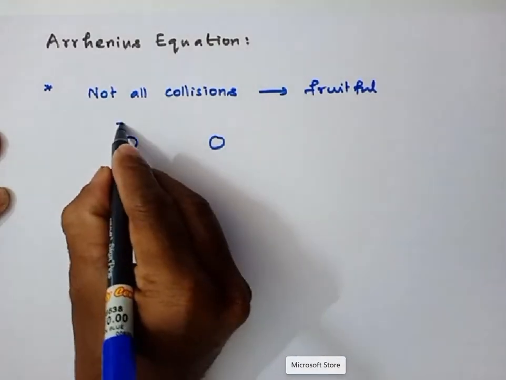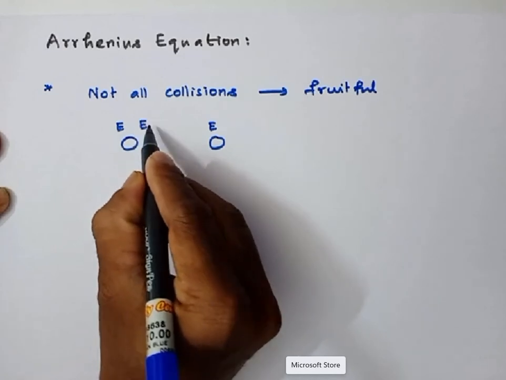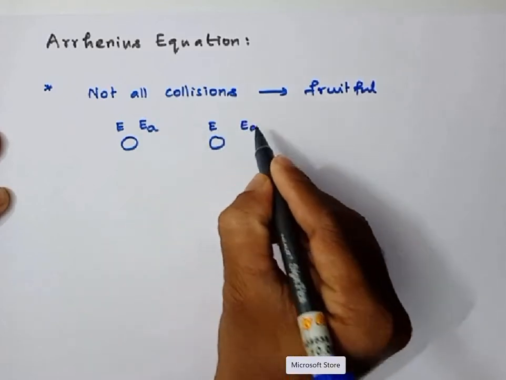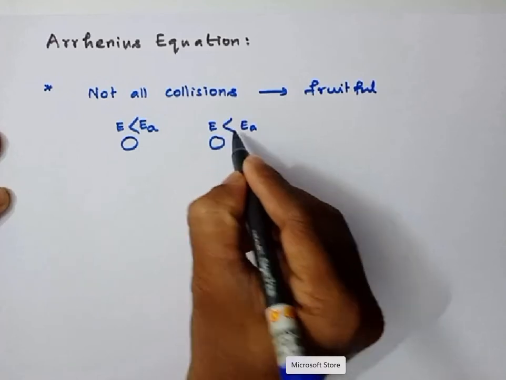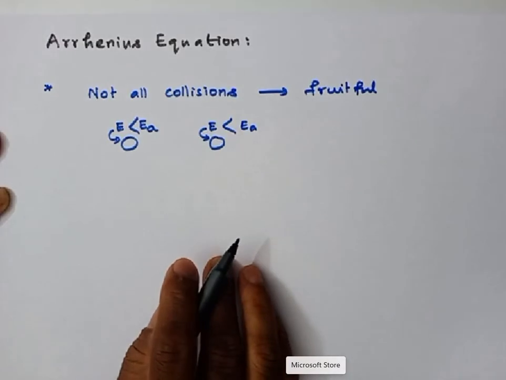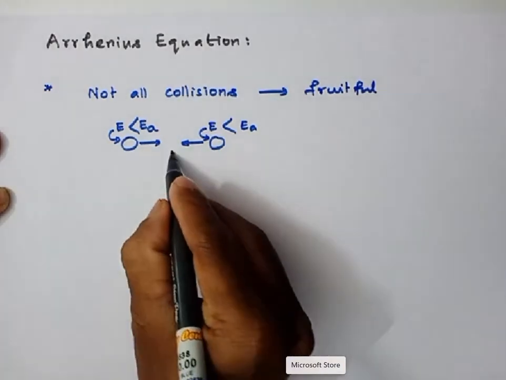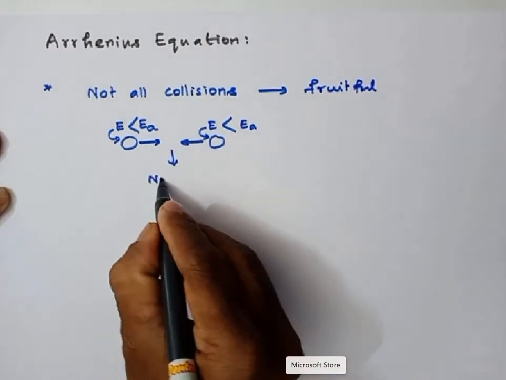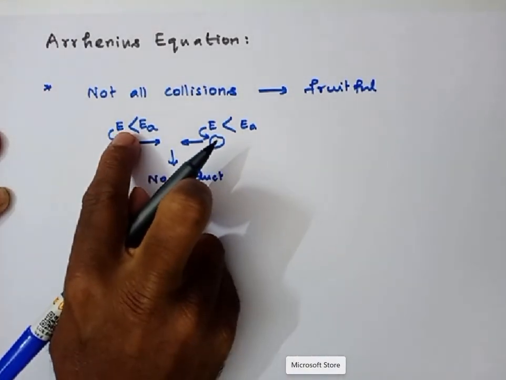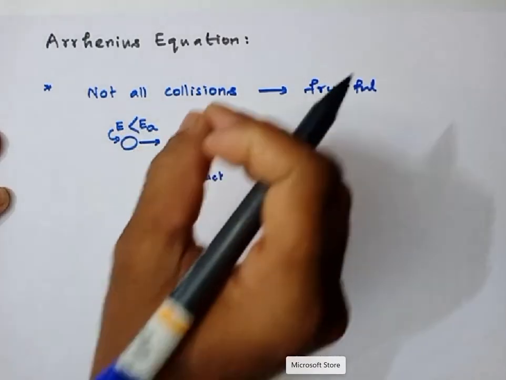Let us assume the energy of the reactant molecules is less than some minimum energy required for the reaction, say the activation energy. Suppose the energy of the molecule is E and the value of E is less than the activation energy. If these molecules undergo collision, then that collision does not give any product. No product. Collision will occur, but you will never get product.